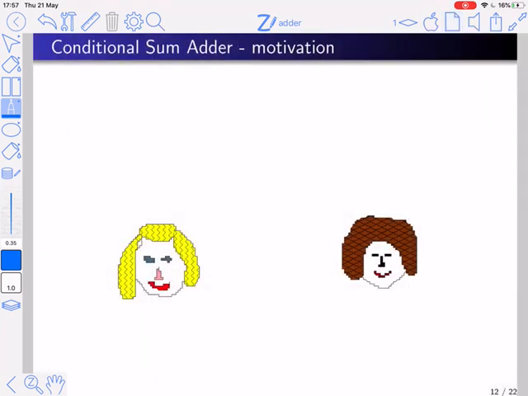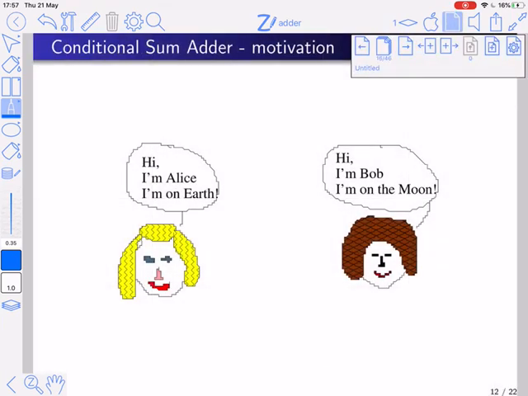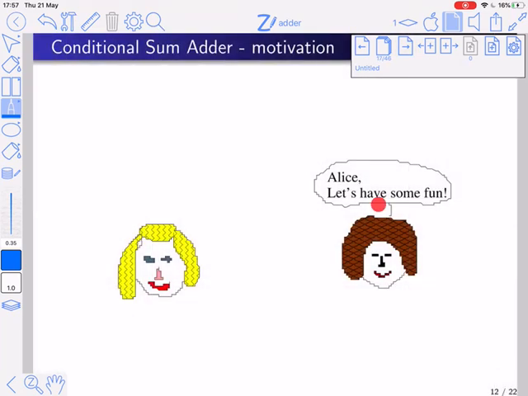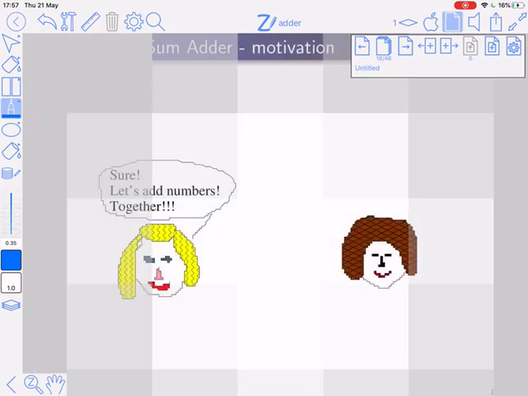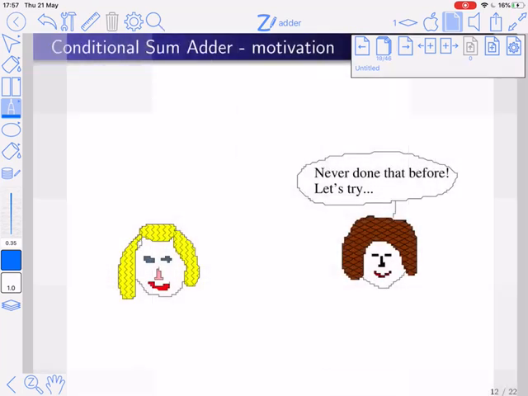Okay, consider the following situation. We have two players. One player is called Bob, the other one is Alice. Bob thinks he's on the moon. Alice is on Earth. Bob is very bored. He's alone on the moon. He wants to entertain himself with Alice. Alice is willing to play along, and she suggests that they entertain themselves by adding numbers together.